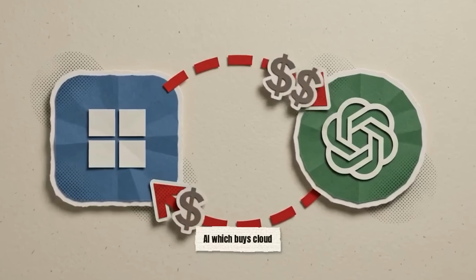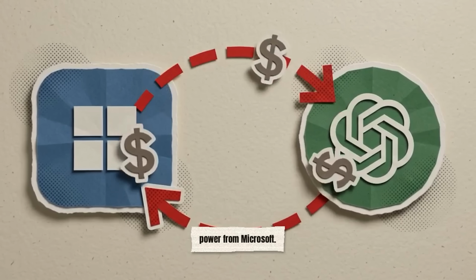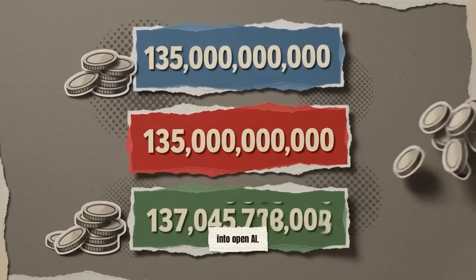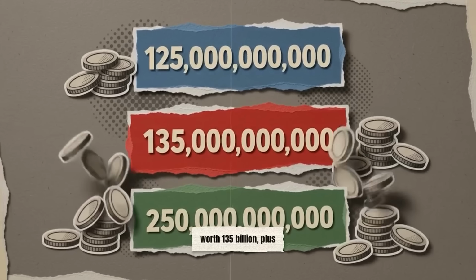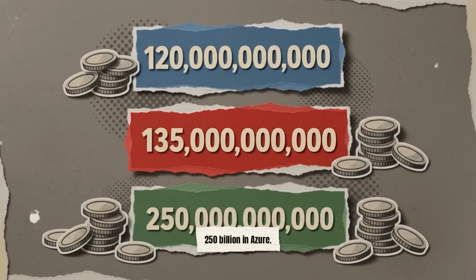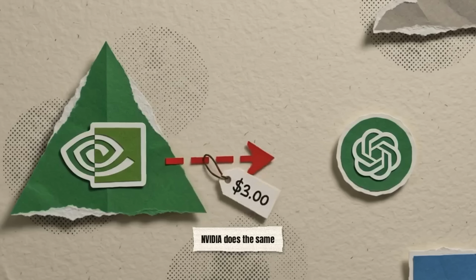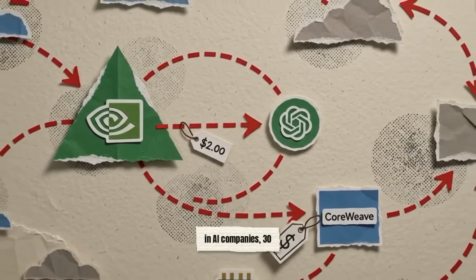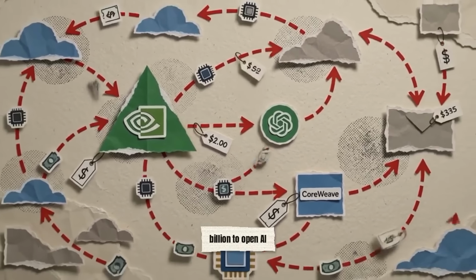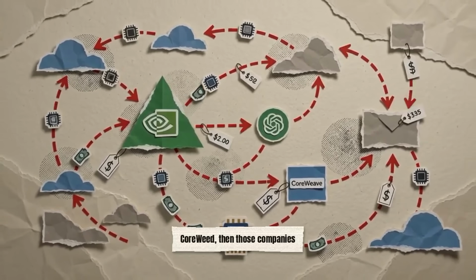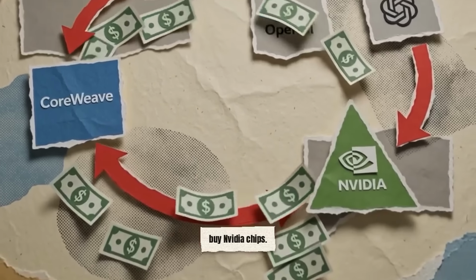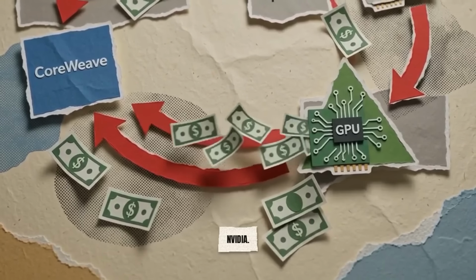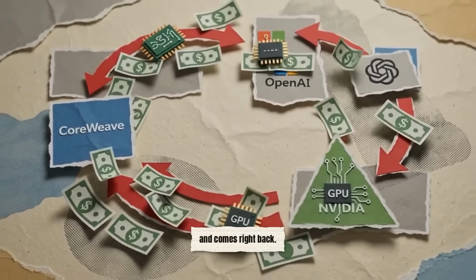Microsoft invests in OpenAI, which buys cloud power from Microsoft. Microsoft poured $13 billion into OpenAI. That stake is now worth $135 billion, plus $250 billion in Azure. NVIDIA does the same thing. It invested $40 billion in AI companies, $30 billion to OpenAI, and $2 billion to CoreWeave. Then those companies buy NVIDIA chips. CoreWeave signed a $6 billion GPU agreement with NVIDIA. The money goes out and comes right back.